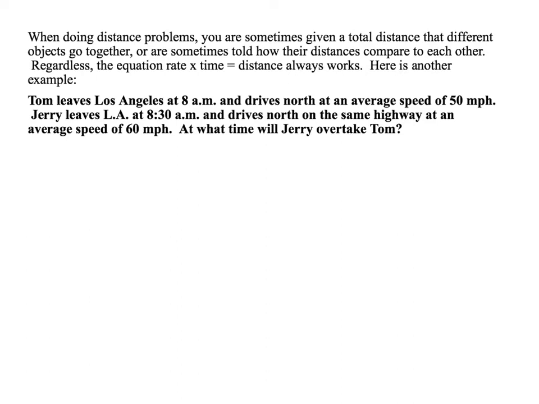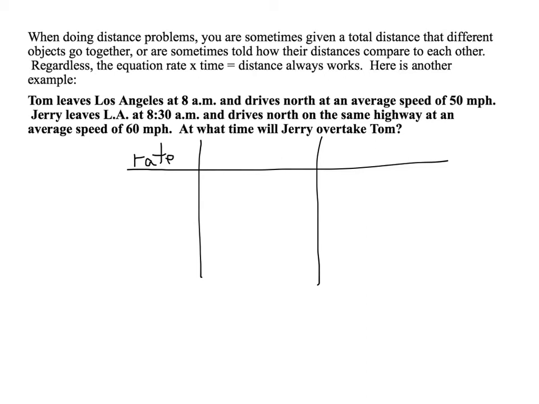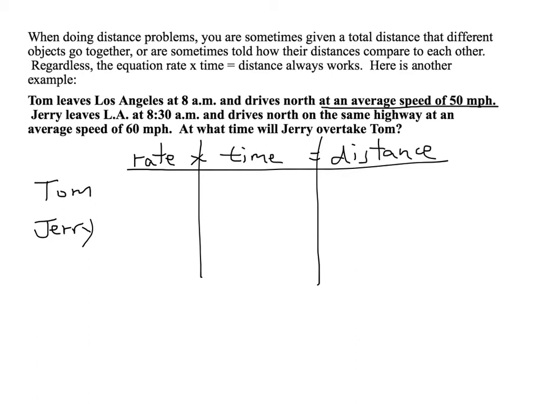Once again, as I go through and do this particular problem, I am going to set up my chart. My chart looks exactly the same. It is the rate times the time is equal to the distance. And I have two different people that are traveling here. I have Tom, so that's going to be my label for my very first row, and I have Jerry. It says in the problem that Tom leaves and drives north at an average speed of 50 miles per hour.